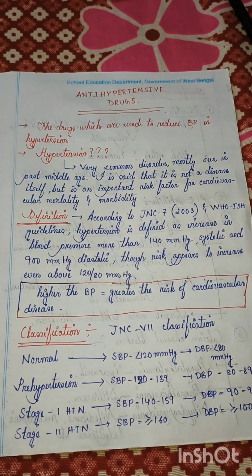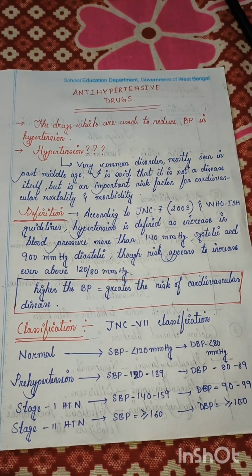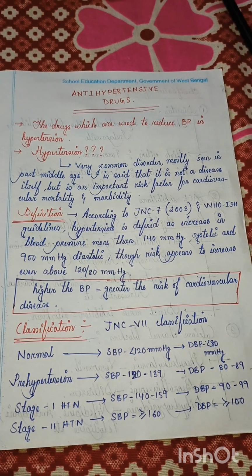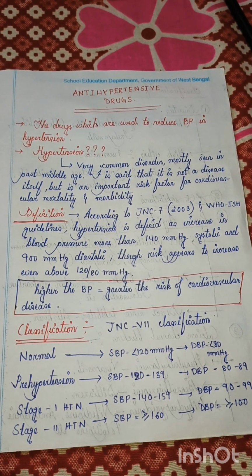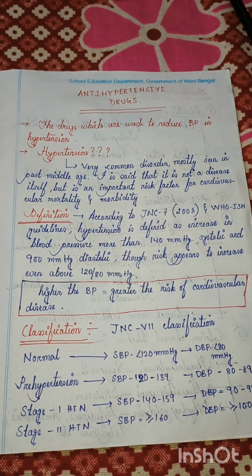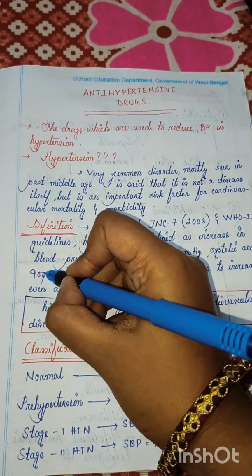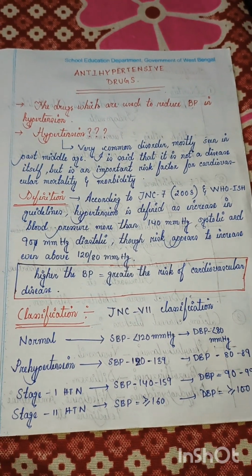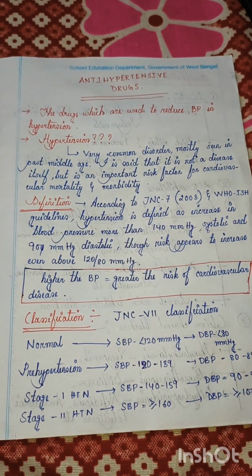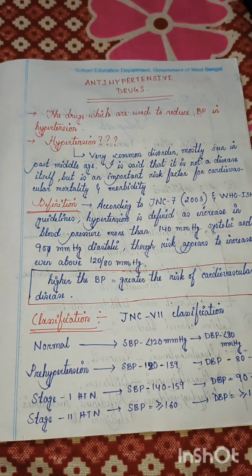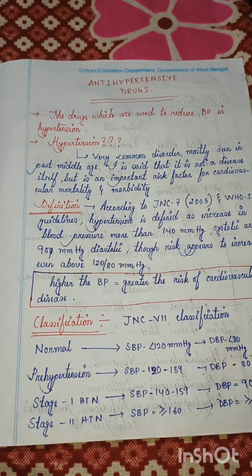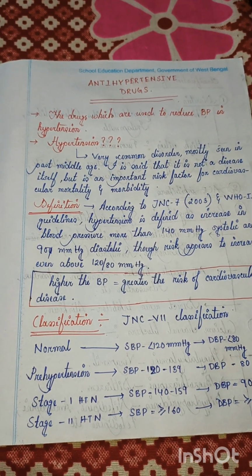Definition. According to the JNC 7 and WHO ISH guidelines, hypertension is defined as an increase in blood pressure, which I told you, to more than 140 mm Hg systolic and 90 mm Hg diastolic. Though risk appears to increase even above 120 to 80 mm Hg. As you might have seen in hospitals and clinics, ideal blood pressure is considered as 120 by 80 mm Hg.